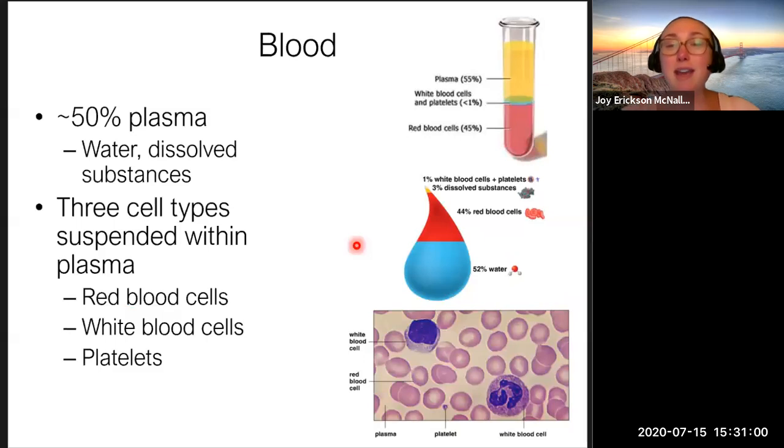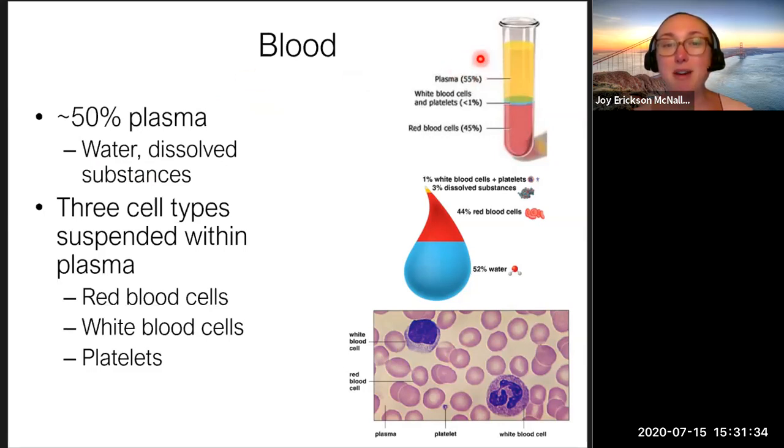So an adult human has around 11 pints of blood, and about half of the volume of your blood is plasma. 50% of your blood is plasma, which is itself 90% water and 10% dissolved substances like salts and proteins and other things that are being transported by your blood. That is nutrients, waste, hormones, etc., that direct cellular activity. The remainder of your blood volume, other than plasma, is made up of 3 different cell types. You can see those here.